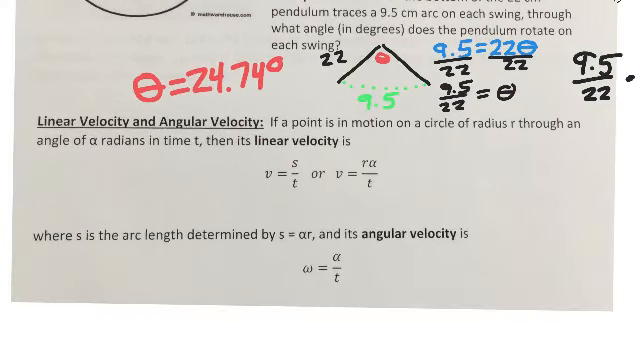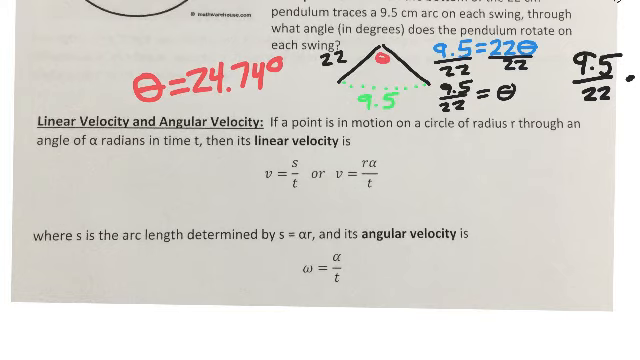Okay, so the next thing we're going to talk about is linear velocity and angular velocity. So if a point is in motion on a circle of radius r through an angle of alpha radians in time t, then its linear velocity is given by v equals s over t, or v equals r times alpha over t. So what does each one of those stand for?